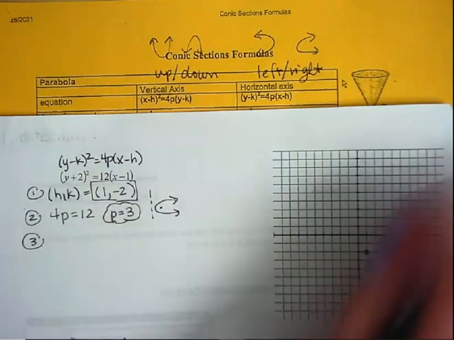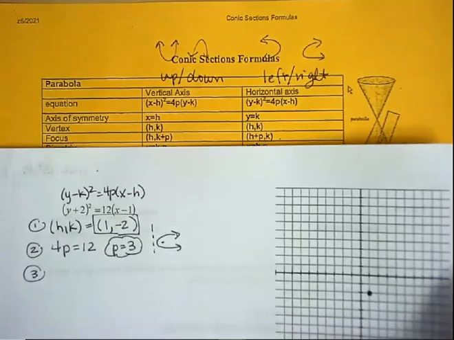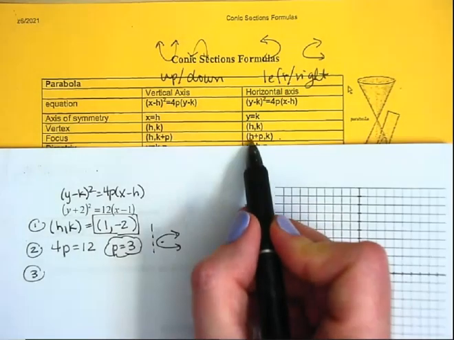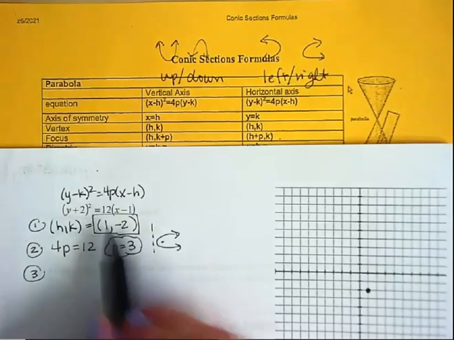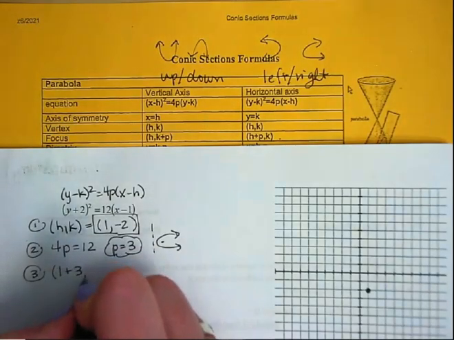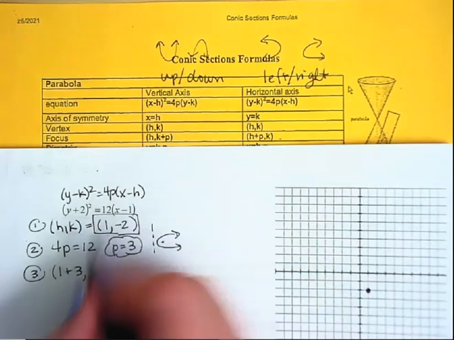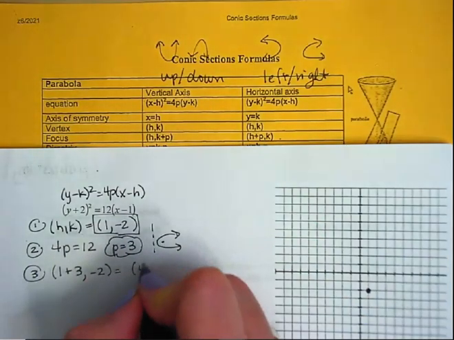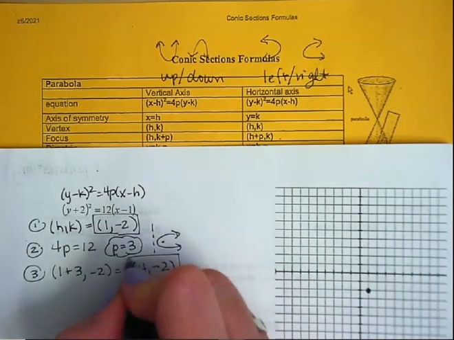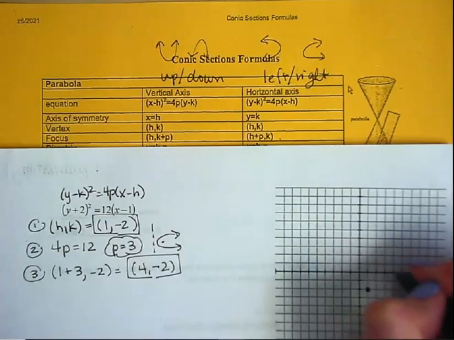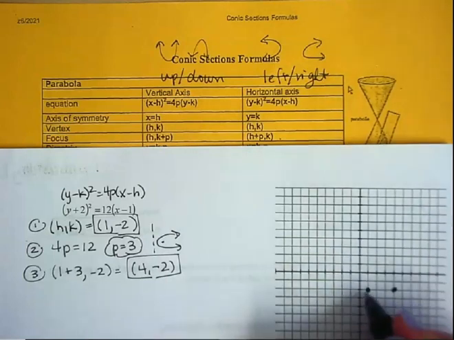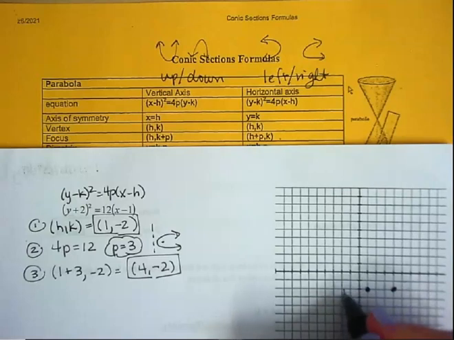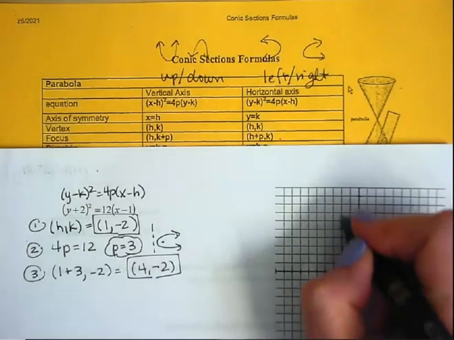Then we want to find our focus. If you're looking at your formula sheet, it's whatever h was plus our p value. So our h was 1 plus our p is 3, and then the k remains unchanged. So this is 4, -2. So 1, 2, 3, 4, -2. Notice this is our p-value, 1, 2, 3. If I go that in the other direction, 1, 2, 3, that's going to be my directrix.